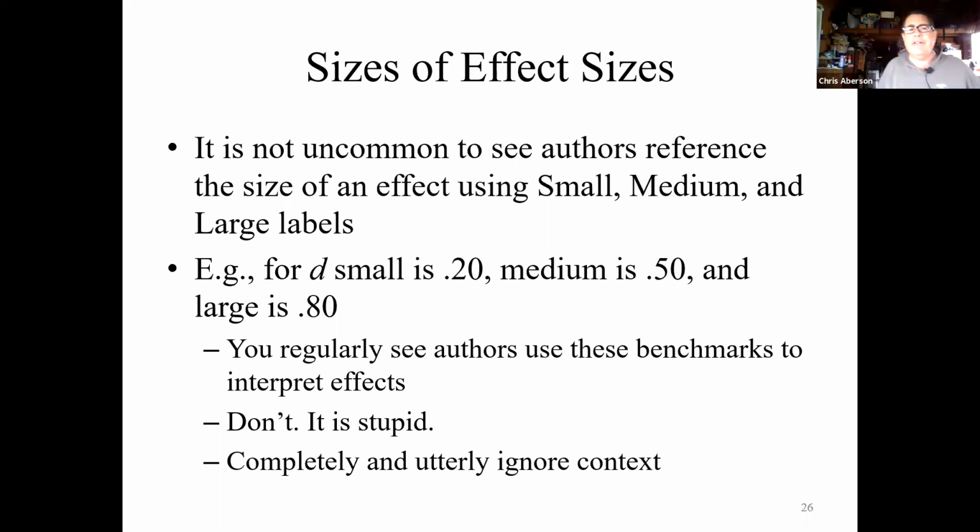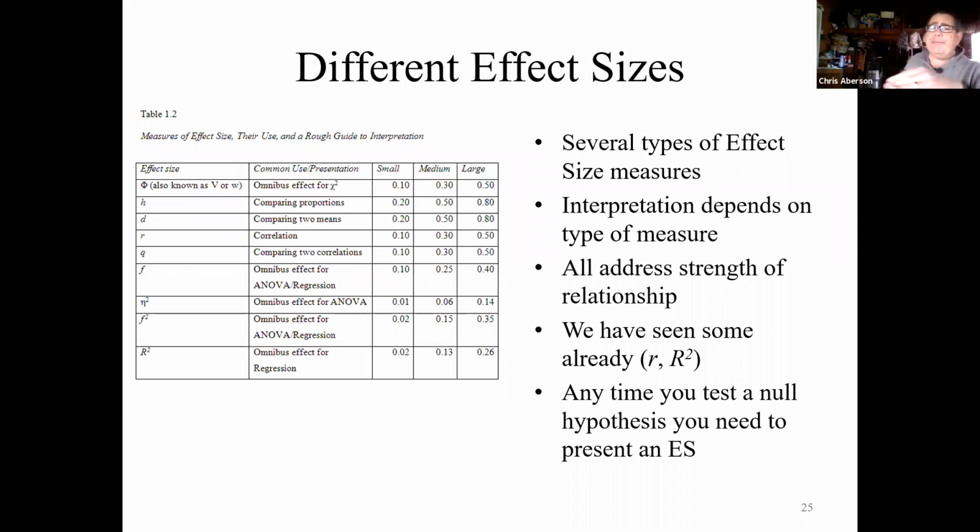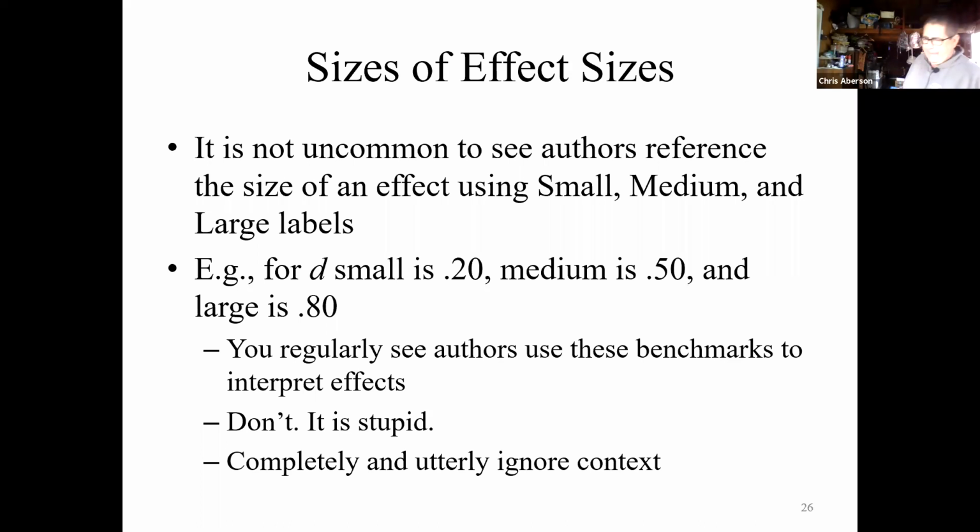All right, sizes of the effects. It's not uncommon to see authors reference the size of the effect using small, medium, and large labels. I use those small, medium, and large labels in this table, and the reason why I did that is just for comparative purposes, just to show that they're on different scales. Otherwise, I probably would not use that. For example, for the D statistic, 0.2 is small, 0.5 is medium, 0.8 is large.